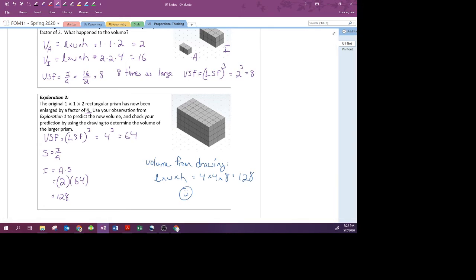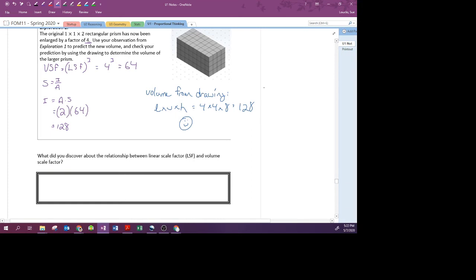That's how it works. So what we're going to put in our formula box down at the bottom here is that the volume scale factor is the linear scale factor cubed. Okay, and you can make the connection that volume is measured in cubic units, so it makes sense that the scale factor is going to be cubed.